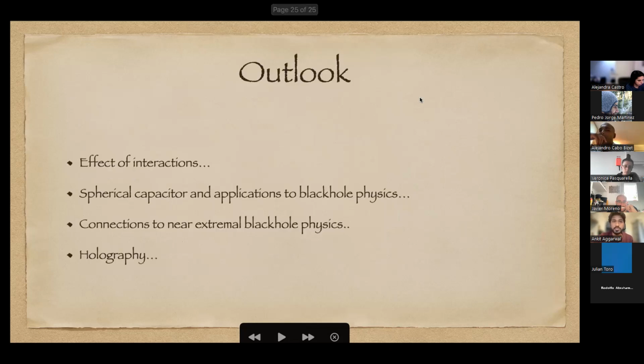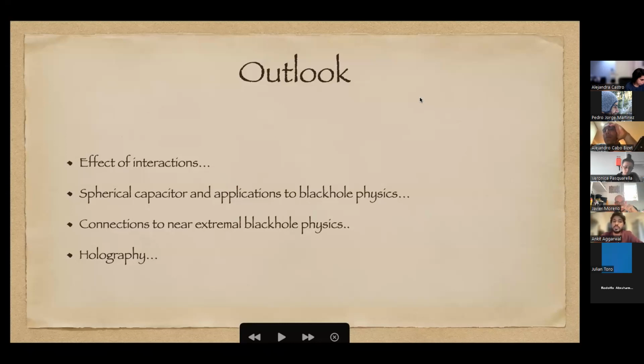Here is some outlook. We would like to include the effect of interactions and see if this survives or if it is enhanced. Another very natural question to ask is, instead of considering this parallel plate capacitor, if you consider a spherical capacitor, what happens? And it has applications to black hole physics.